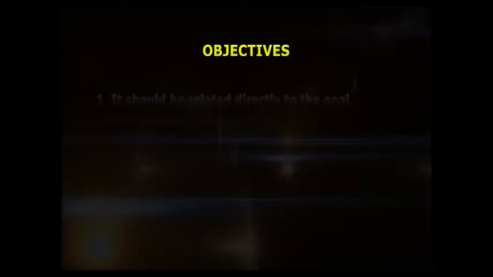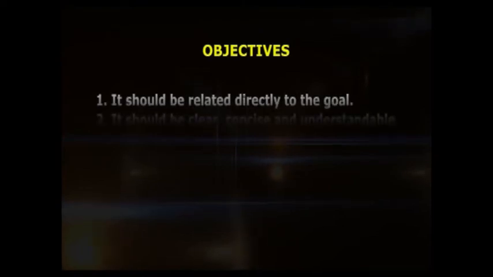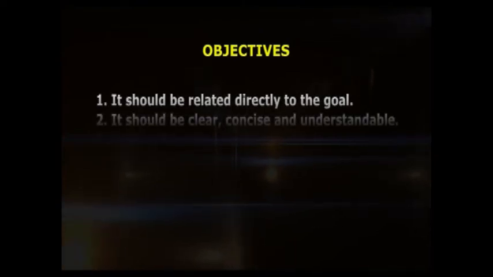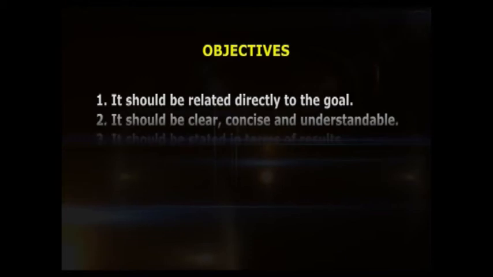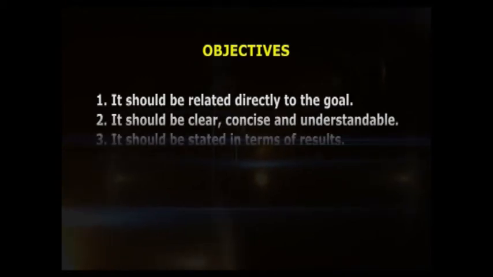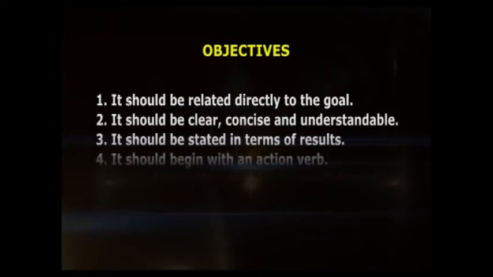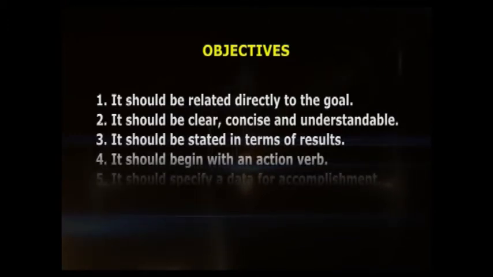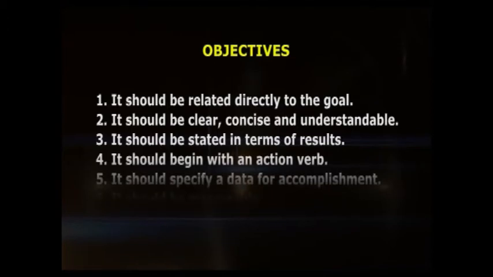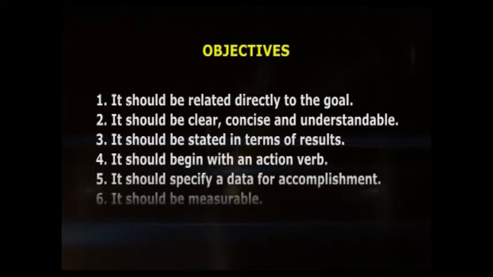Objective number 1, it should be related directly to the goal. Number 2, it should be clear, concise, and understandable. Number 3, it should be stated in terms of result. Number 4, it should begin with an action verb. Number 5, it should specify a date for accomplishment. Number 6, it should be measurable.